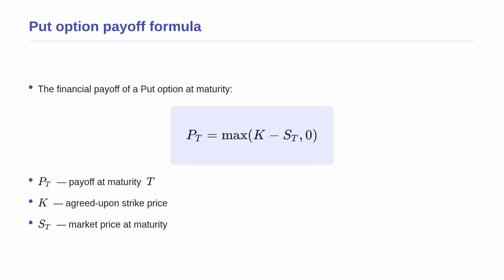The mathematical formula for a put option reflects this insurance property. The payoff, P subscript T, equals the maximum of K minus S subscript T and 0. Notice that the order of subtraction is reversed compared to a call. Here, the option only holds value if the market price drops below your locked-in selling price K. If K is larger than S subscript T, the term is positive and you make a profit. If the market price is higher than K, you would rather sell on the open market, so the payoff is 0.